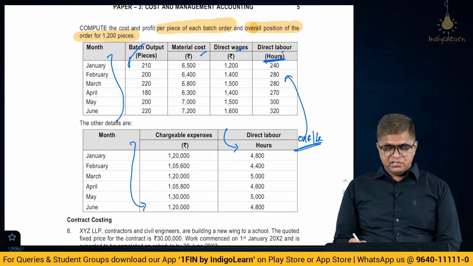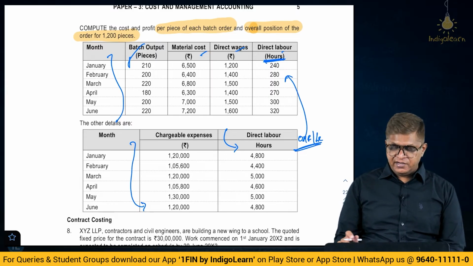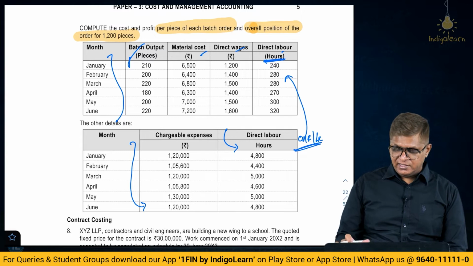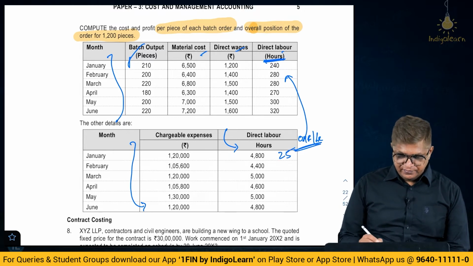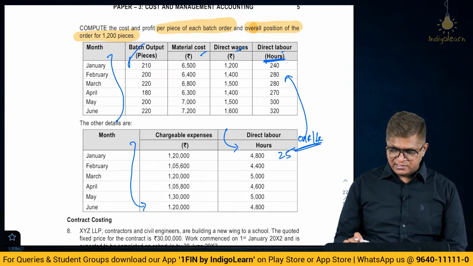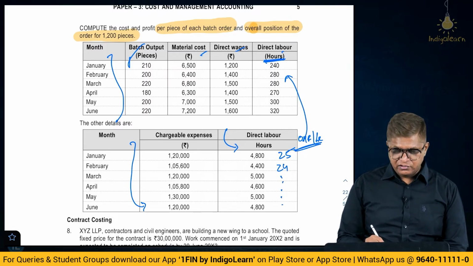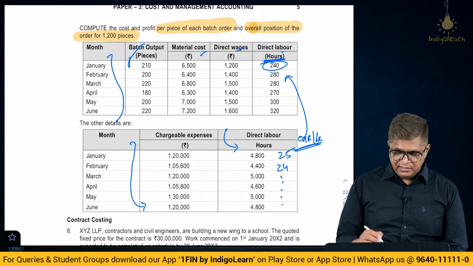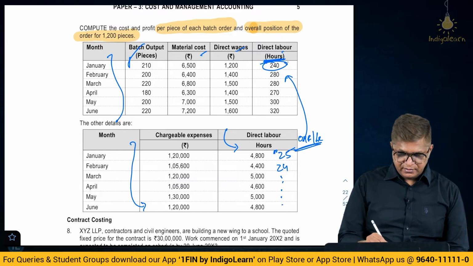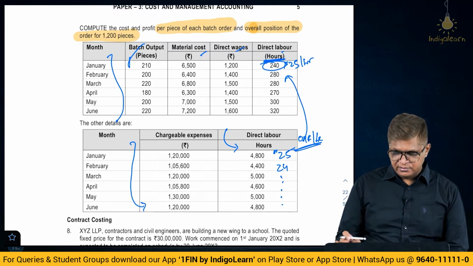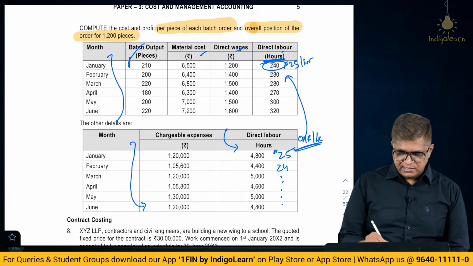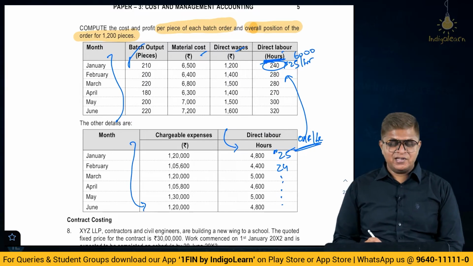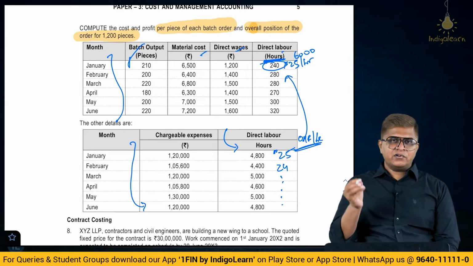We need to compute what is the overhead recovery rate per hour, and based on that we will recover overheads for the batch. For example, for the month of January it is 1,20,000 divided by 4,825. For the month of February, 105,600 divided by 4,424. So on and so forth, we will calculate for all the months. For the month of January, if 240 labor hours are used, so 240 into 25 per hour, 6,000 rupees will be the overhead chargeable expenses that will go to the cost sheet for that batch order.